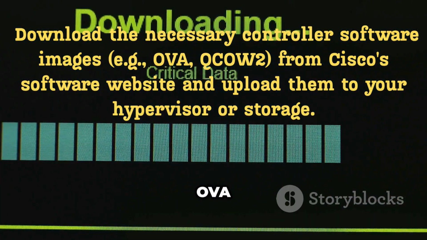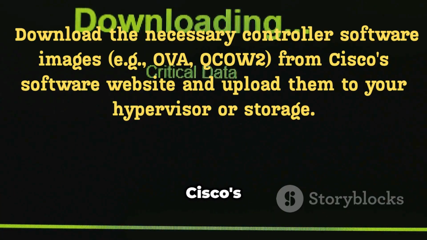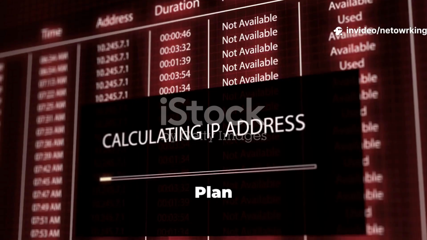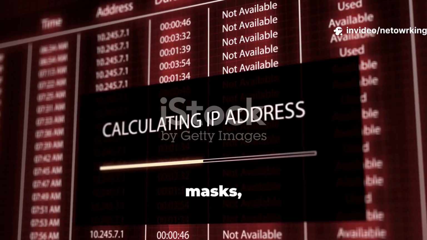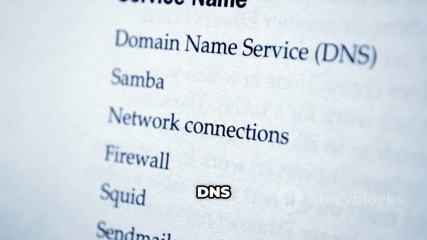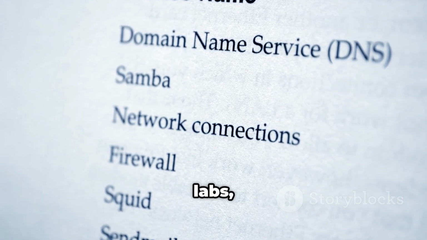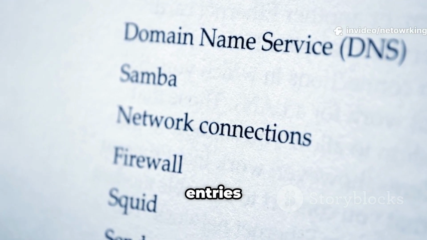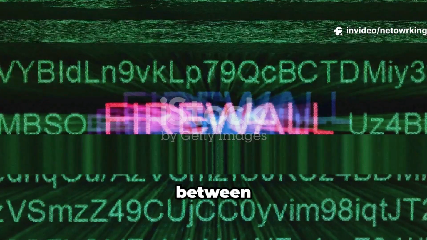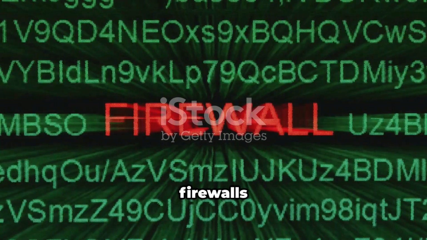Download the correct OVA or ISO images from Cisco's software portal with an active support contract. OVAs simplify hardware settings. Plan static IPs, subnet masks, and default gateways for each controller. Create DNS records, or for simplicity in labs, add hosts file entries that resolve each controller. Open required ports between controllers per Cisco documentation. Ensure firewalls allow the control plane traffic.